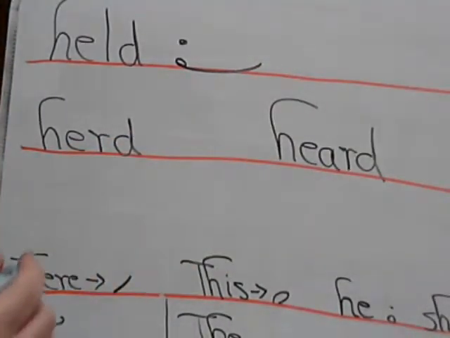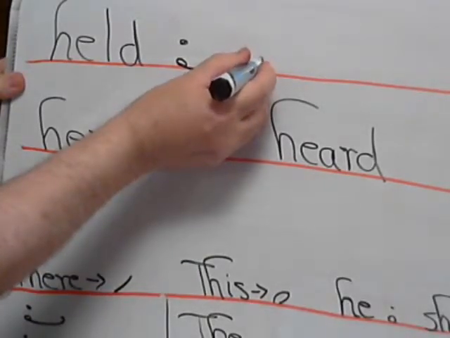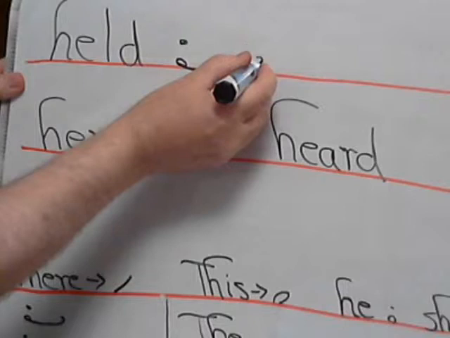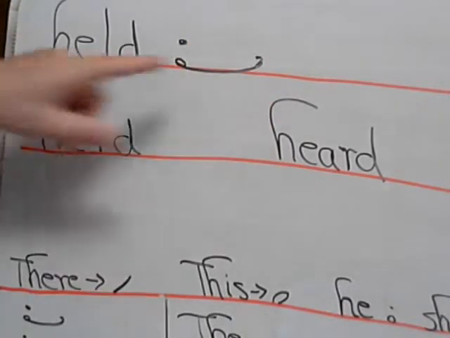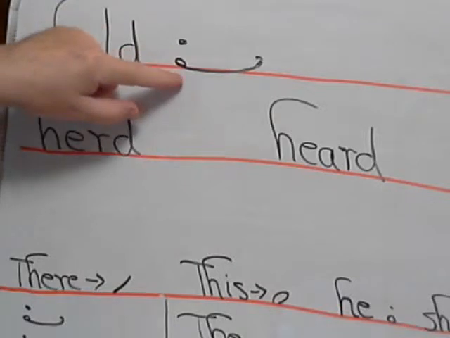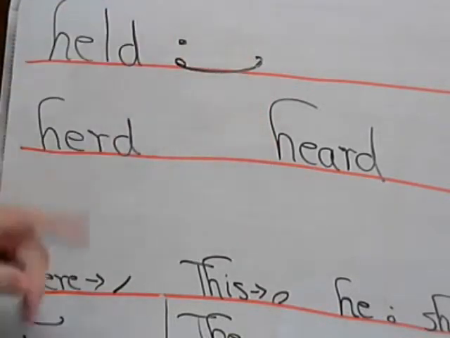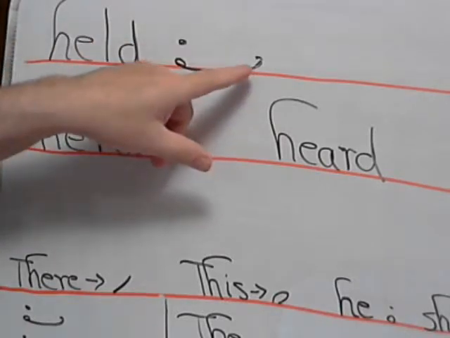expending that much more energy and making a longer stroke, just curl the L around a little bit. Just curl it around, and that becomes LD. In other words, H-E, there's your L, curl it around a little bit, and then that's H-E-L-D. You know it ends with L-D.